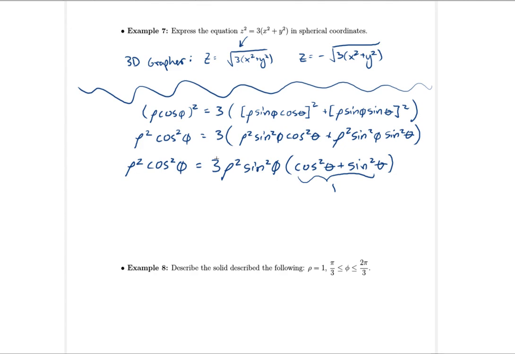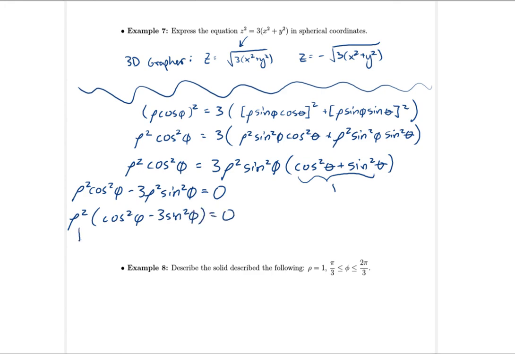But you know what? I can move these to one side. You always want to be careful about dividing by variables, but I can move them to one side and say that that's equal to 0. But then that's powerful because I can factor things out. I can factor out my rho squared. So I have cosine squared phi minus 3 sine squared phi.